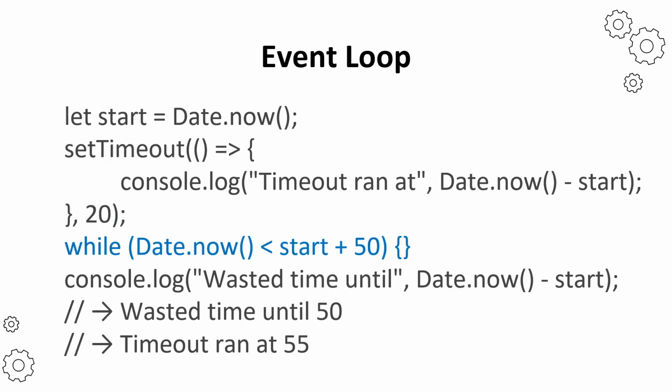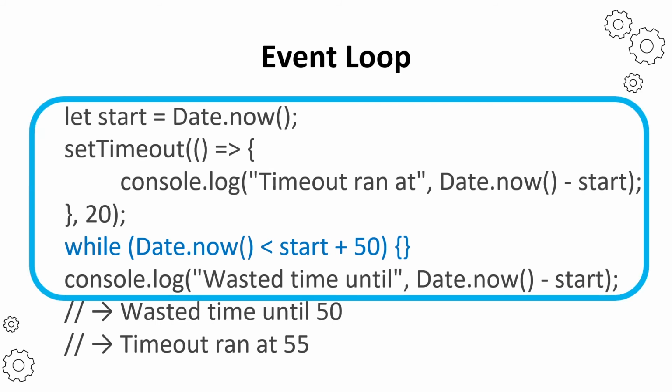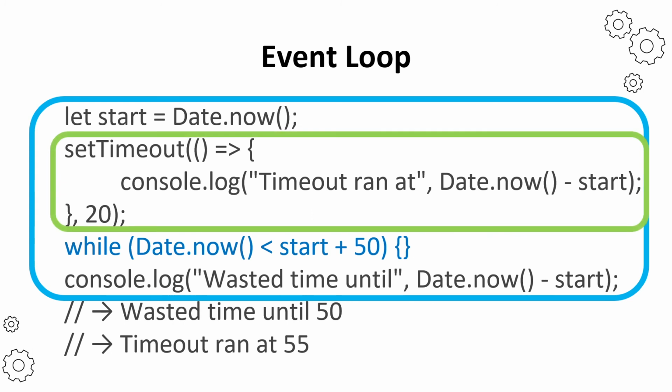Let's take a look at one more example. We have a callback in a setTimeout, and it's supposed to be run after 20 milliseconds. But since it's in the second stack, it won't be executed until the first stack is done, and the first stack is delayed by the while statement. So the callback will be delayed as well.